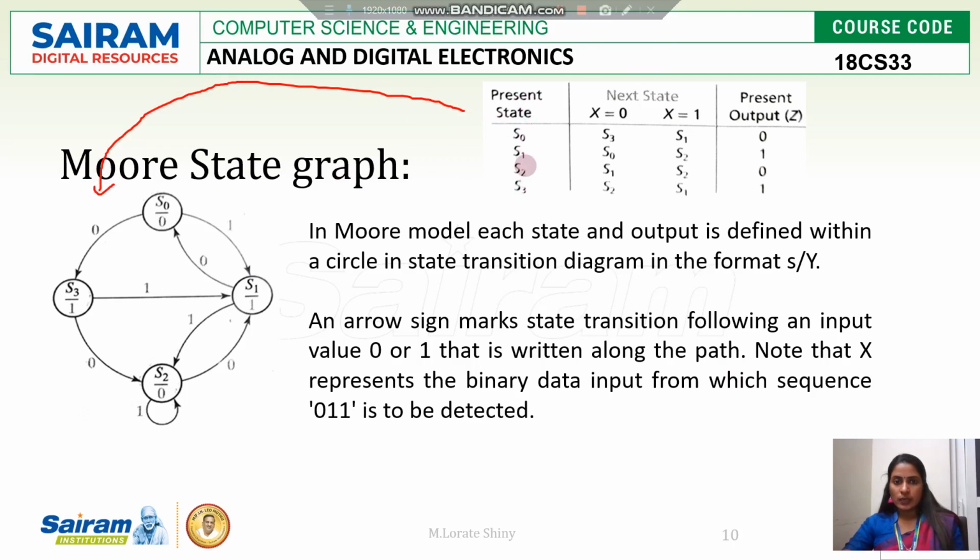4 states, S1, S0, S2, S3. All the 4 states we have to mention inside the circle. Why do we need the circle? See, in Moore state model, each state's output is defined within the circle. The format of this is S/Y. S means state of the circuit and Y means the output of the circuit.